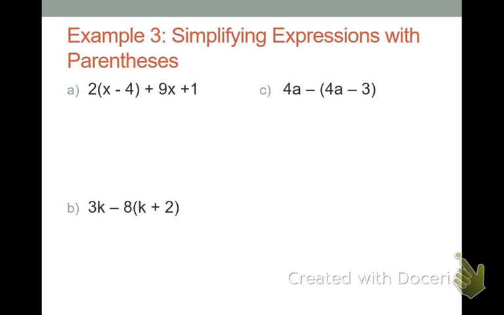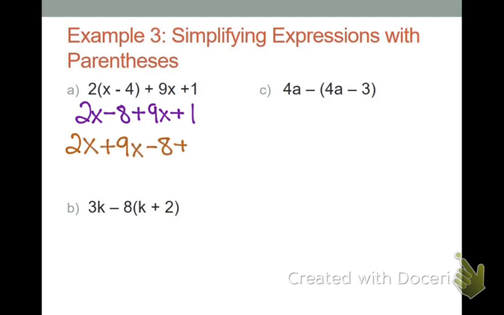All right, so 2 times x is what, guys? We just went over it. 2x. And then 2 times -4 is -8. And then we bring down the rest of the expression. So now we've gotten rid of the parentheses, and now we can simplify our terms. Well, we want to put them in order. So 2x plus 9x minus 8 plus 1. What's 2x plus 9x? 11x. And then what's -8 plus 1? -7. All right.